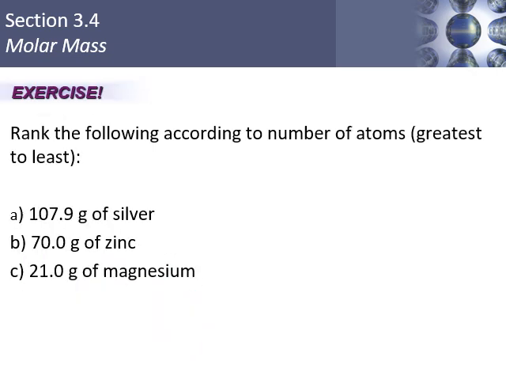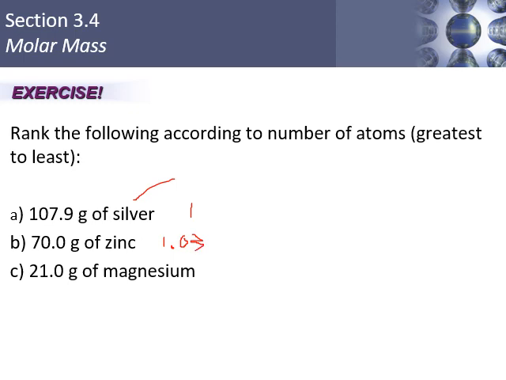Rank the following according to number of atoms, greatest to least. So you just do this the same way. Here, if I'm remembering correctly, I think that's exactly the mass of silver on the chart, so that means you would have 1 mole of silver. Zinc, I've already forgotten. I think it was like 65. So this means you would have a little bit more, and I'm just going from memory here, it should be like 1.03. And this is just something I'm doing in my head.